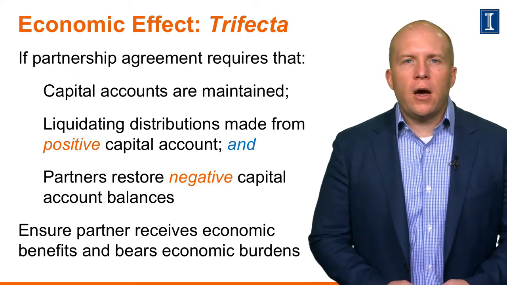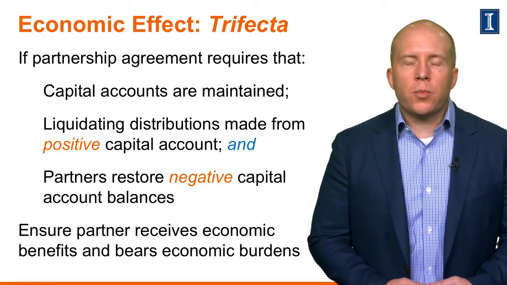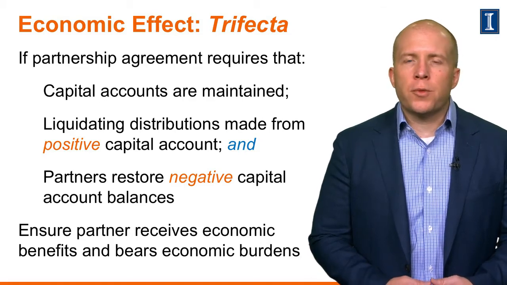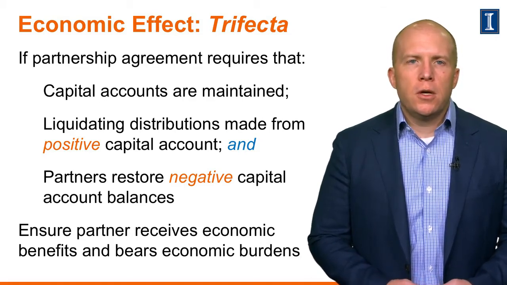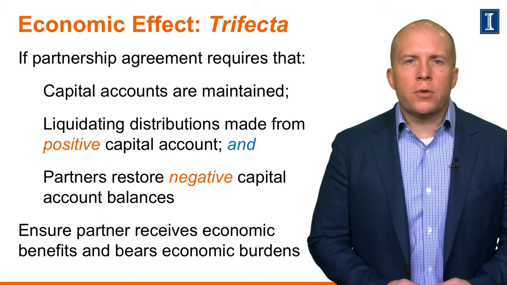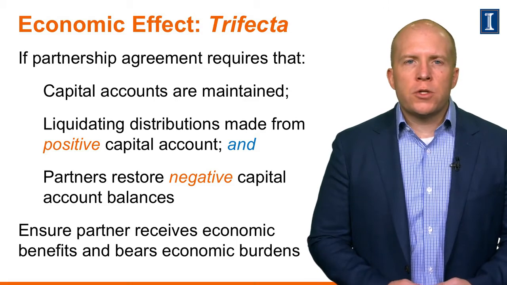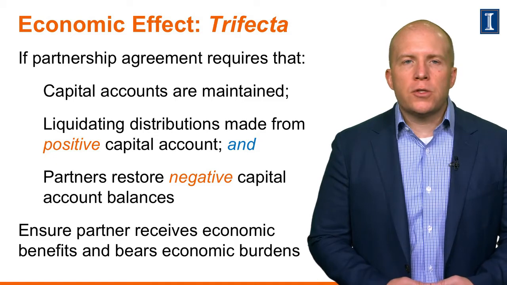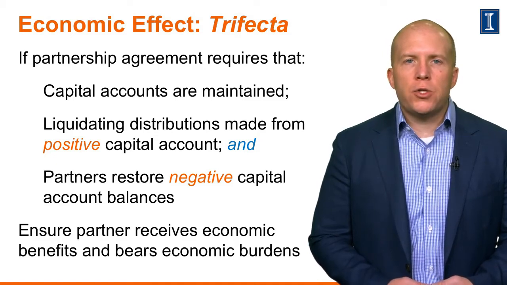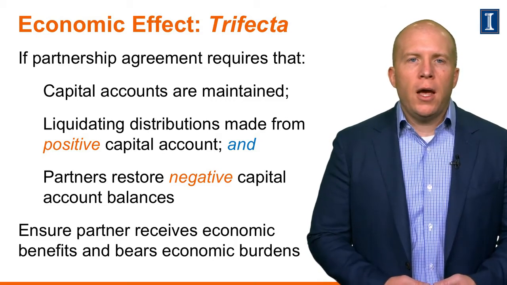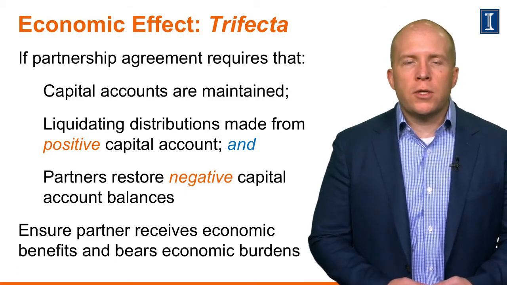It provides that an economic effect exists if the partnership agreement requires that 1. Partners' capital accounts are properly maintained and thus reflect all contributions, distributions, and allocations. 2. Liquidating distributions are made pursuant to a partner's positive capital account balance. And 3. Partners must restore negative capital account balances if interests are liquidated. Again, if these conditions are met, economic effect of an allocation to a partner exists. The overall purpose is to ensure that a partner receives the economic benefit of an income or gain allocation and bears the economic burden of a loss or deduction allocation.